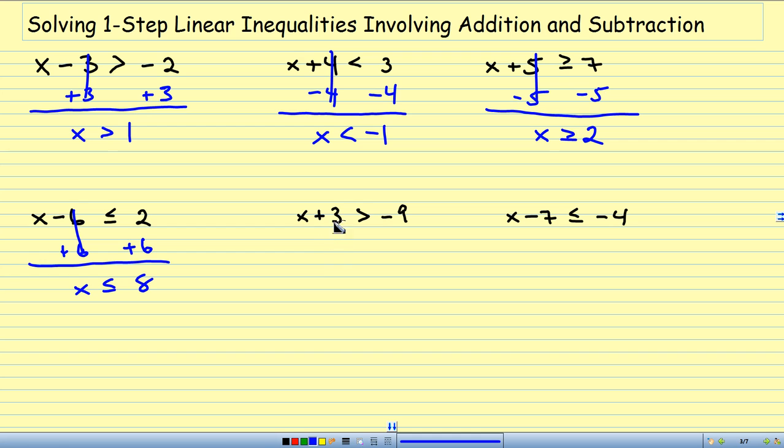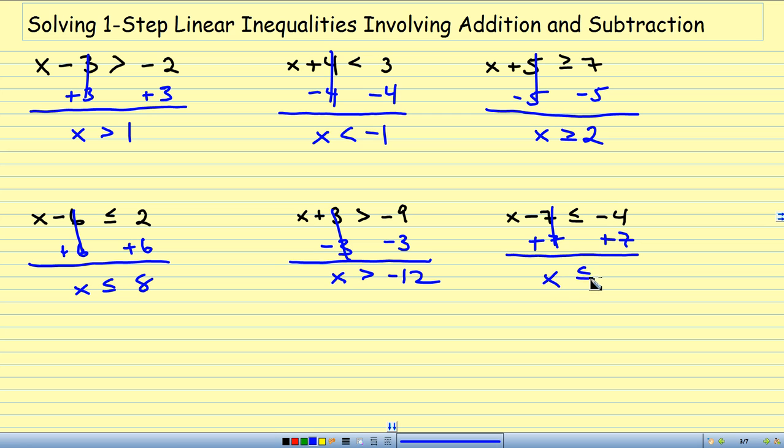The inverse operation of adding 3 is subtracting 3. So that cancels out, and x is greater than negative 12. And I got x minus 7 is less than or equal to negative 4. The inverse operation of subtracting 7 is adding 7. So I'll add 7. That'll cancel out. I have x is less than or equal to, I owe $4, but I have $7. At the end of the transaction, I've got $3 in my pocket.